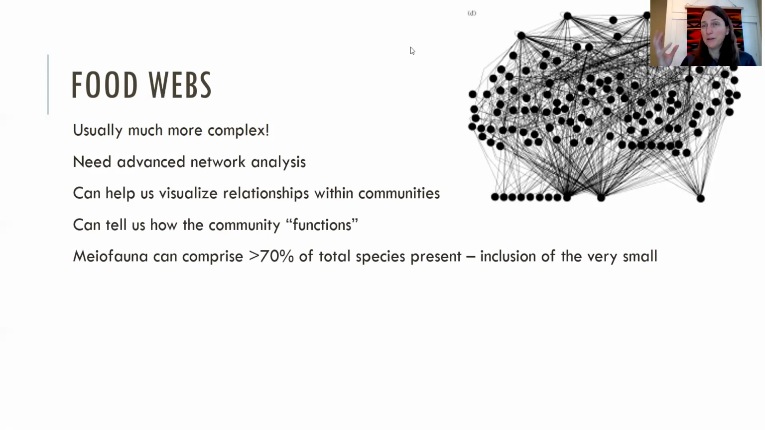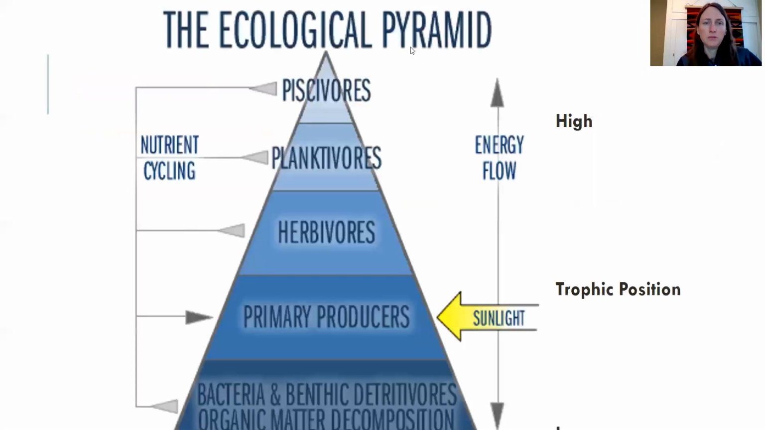Okay, so we're pretty good at the big stuff, and we're pretty good at the really tiny things like bacteria and fungi. We're using our DNA approaches. But the meiofauna are kind of in the middle. So we're going to use stable isotopes for food web analysis. We're going to learn how to use stable isotopes for food web analysis.